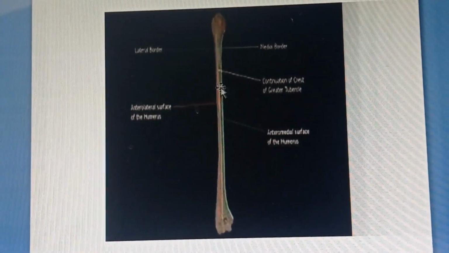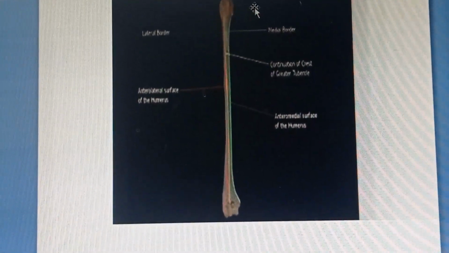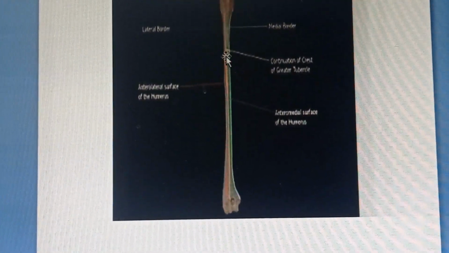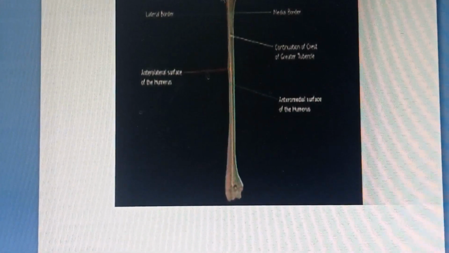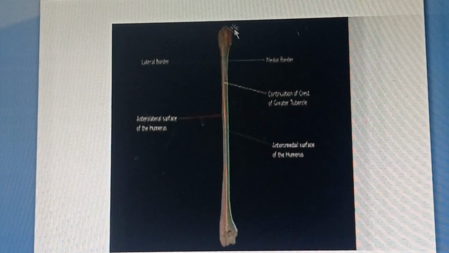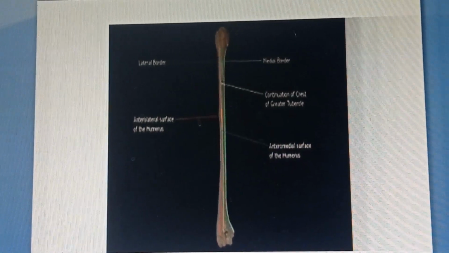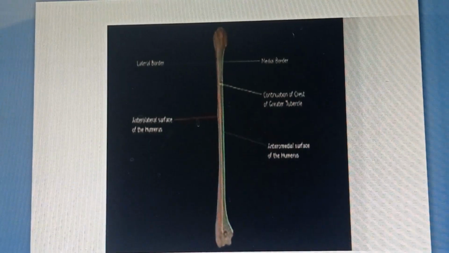This bone is the humerus. In this video, we discuss the anatomical landmarks of the humerus at the proximal end and shaft. The humerus bone consists of three divisions. This is the proximal end, the center part is the shaft, and this is the distal end. So today we will discuss the landmarks of the proximal end and shaft.